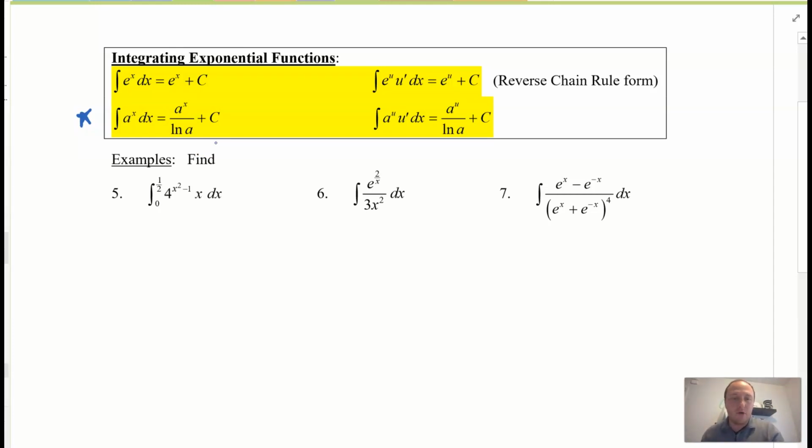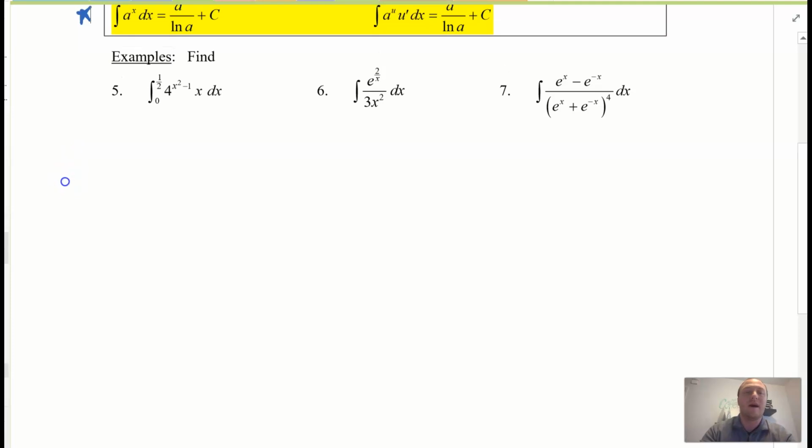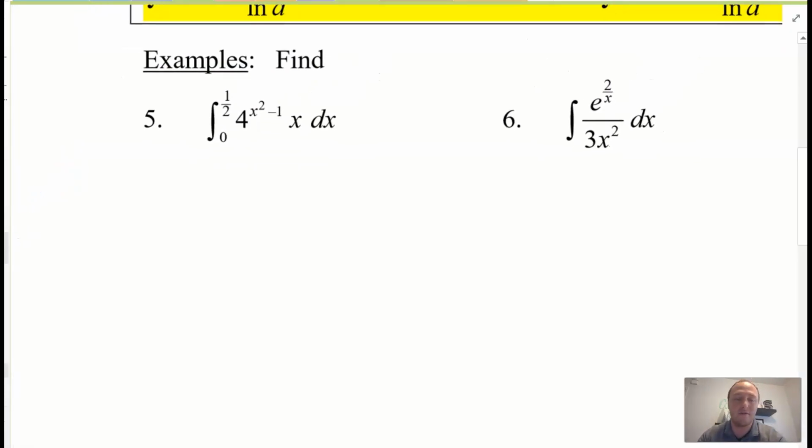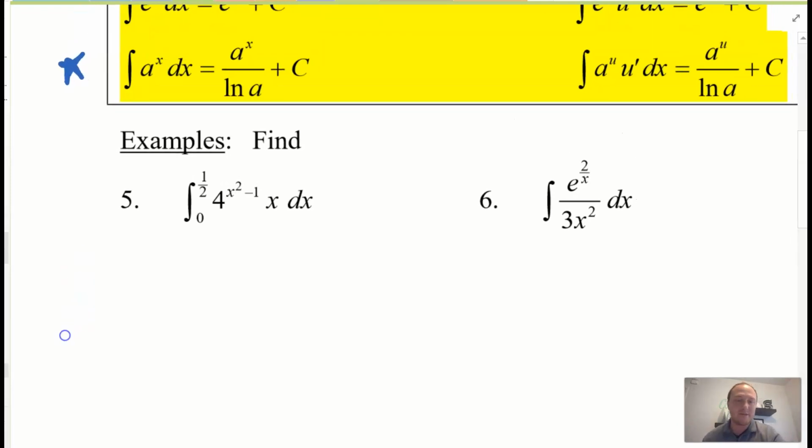All right, so without further ado, let's look at example 5. We are asked to integrate from 0 to 1/2, 4 to the power of x squared minus 1, x dx. So this is an exponential function, okay? Note that our exponent is a function of x. So I need to take the derivative of this. The derivative is 2x, okay? So I need a 2x hook to get rid of this. I have the x accounted for here, but I need the 2.